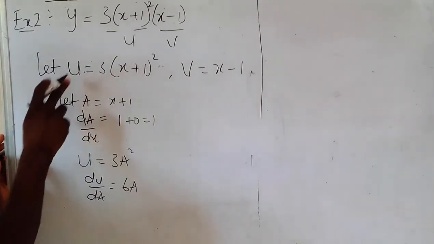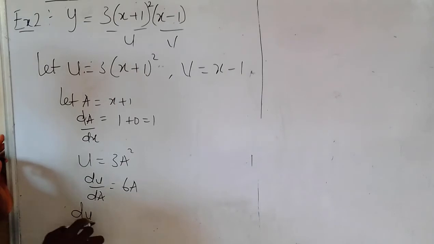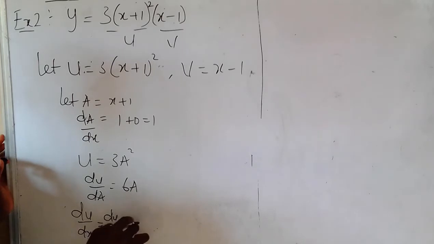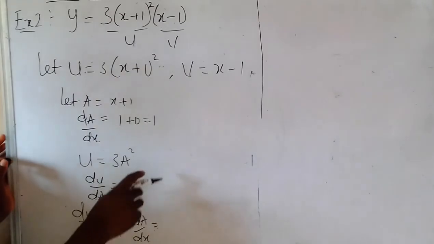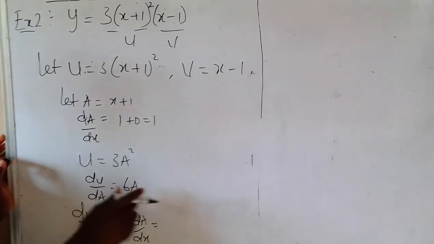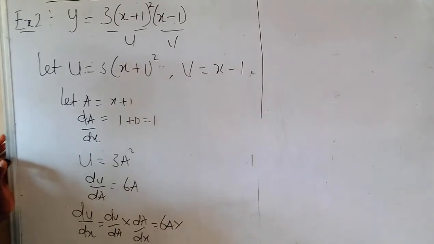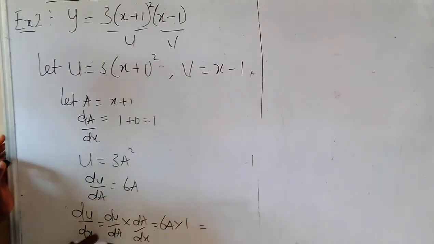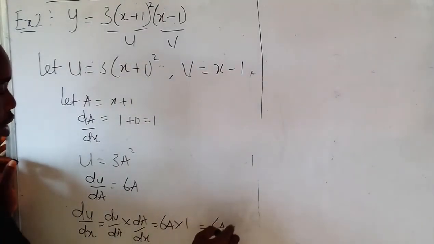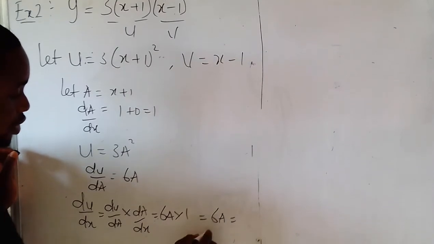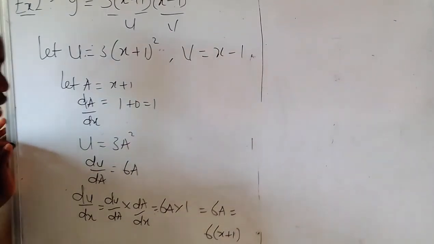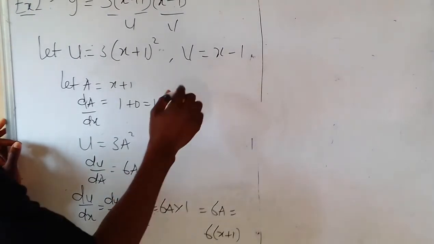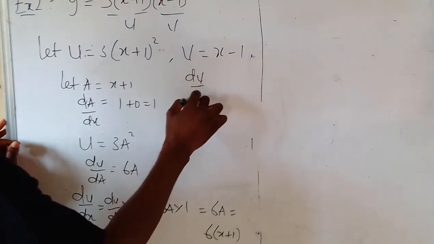Now, for du/dx, the formula will be du/da times da/dx. The du/da in this case is 6a, and da/dx is 1. So that means du/dx is 6a, where a is x plus 1. I'm going to have this as 6 into (x plus 1).